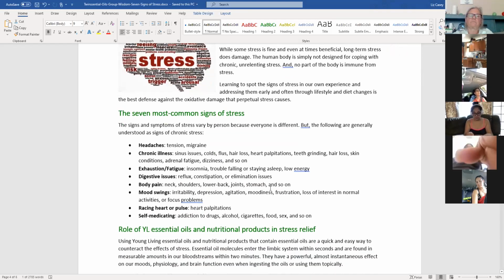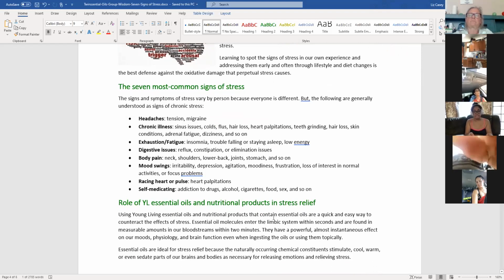The seven most common signs of stress, I think everyone on the call has probably experienced. Typically it's chronic, so I would say two or more episodes per week, maybe five episodes per month. These include inflammation in the body, illness, headaches, exhaustion, fatigue, digestive issues like reflux and constipation, and body pain in the neck, shoulder, lower back, joints, and stomach. All of these are the most common signs of stress response.